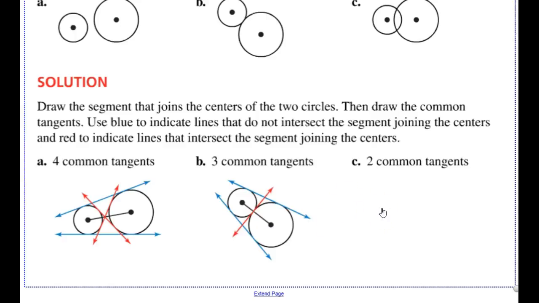So now let's look at part C, where I have 2 common tangents. And so here it's just my external tangents. I don't have any internal tangents because that would cross my circle in more than one place. And that's not a tangent line, that's a secant line. So here we just have to find everywhere where it touches both circles exactly one time.